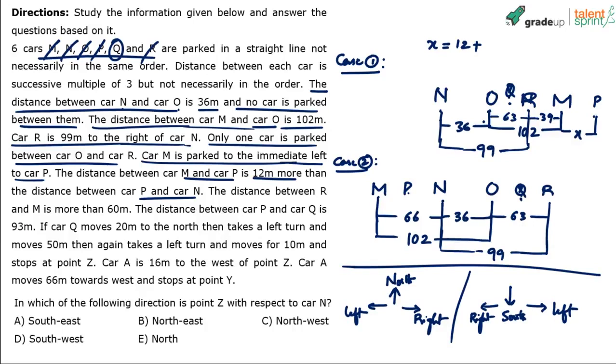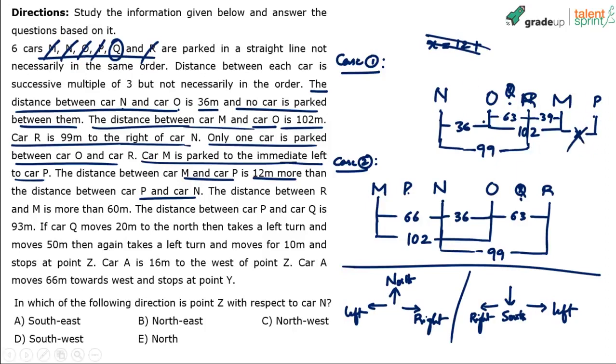But that doesn't give us anything, right? Distance between M and P is 12 more than the distance between P and N. Impossible, right? We don't even have to use this equation, X and all that. He says the distance between MP is more than the distance between P and N. How is it possible? Look at case 1. The distance between M and P. See, P is immediately next to M. Is P closer to M or closer to N?